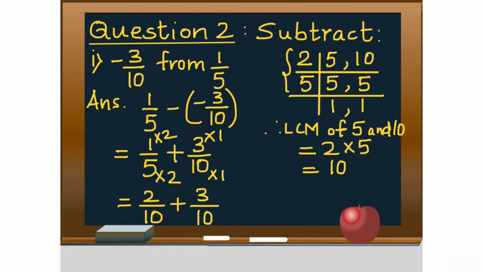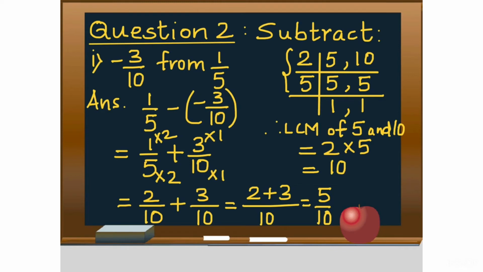Now you can see that the denominators are same. So this expression is equal to, we will take 10 as the common denominator and we will simplify the numerators. 2 plus 3 is 5 by 10.